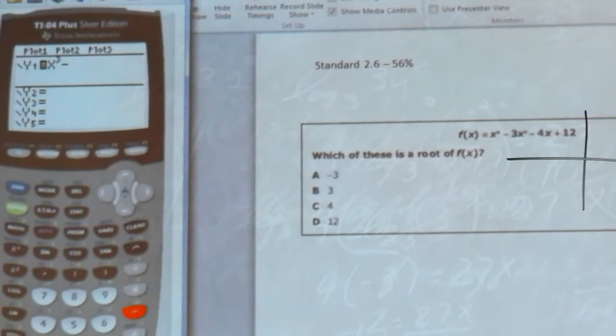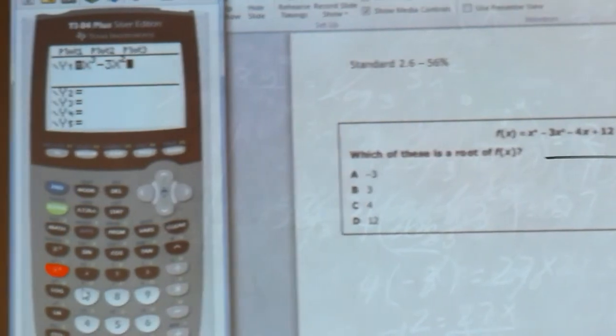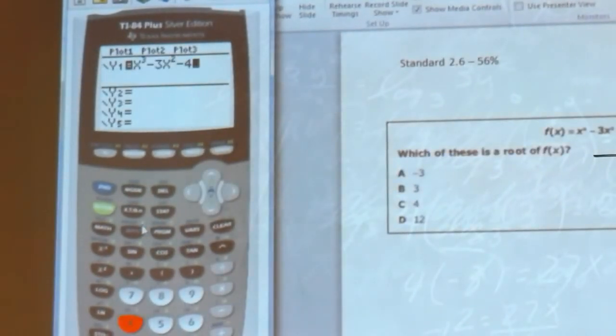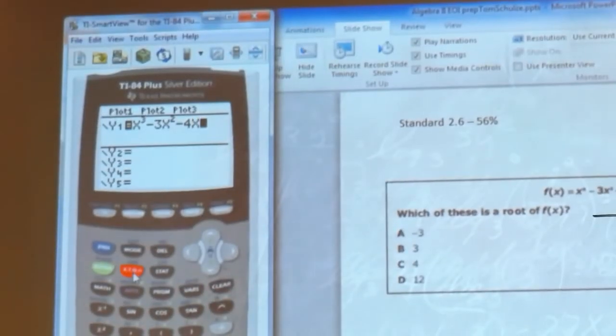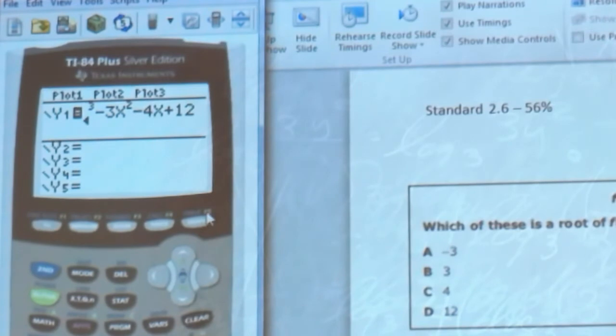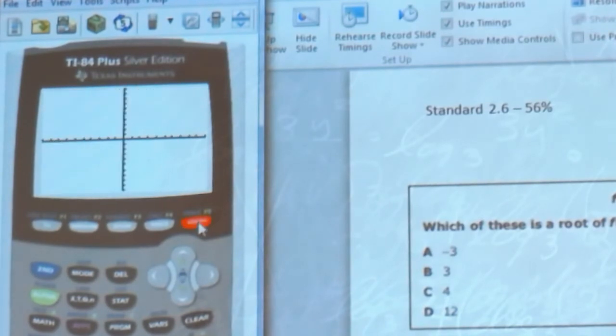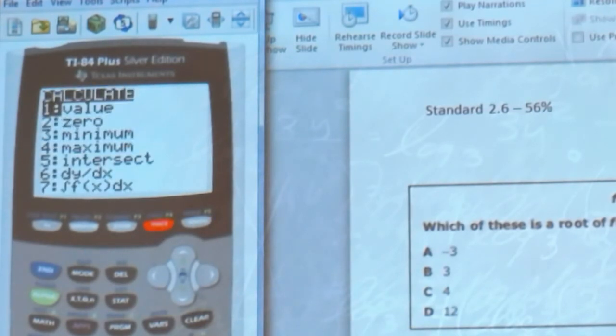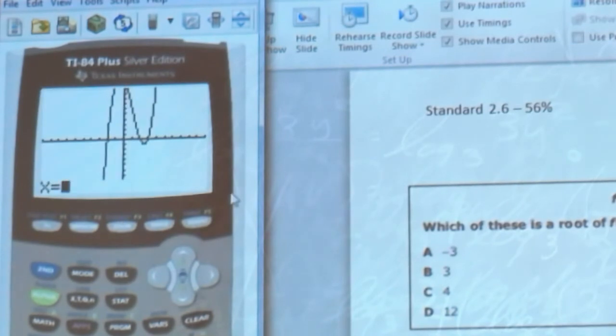Minus 3x squared minus 4x plus 12. Now my graph window is on a 10 by 10 window. I'm not going to see all of this, but watch this. I've got 1, 2, 3 zeros here, right? And if I hit second calculate, look at number 1, value. What they're asking there is that you put an x in here. I've got 4 x's, right?